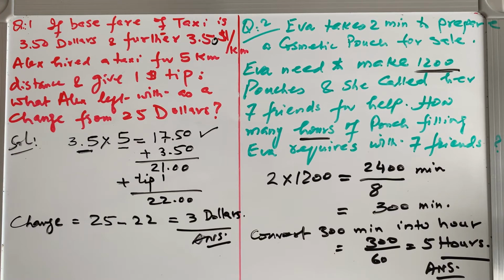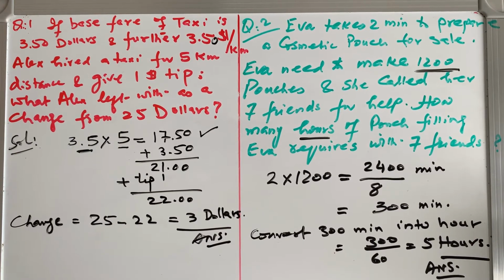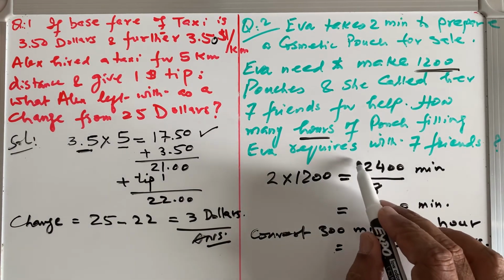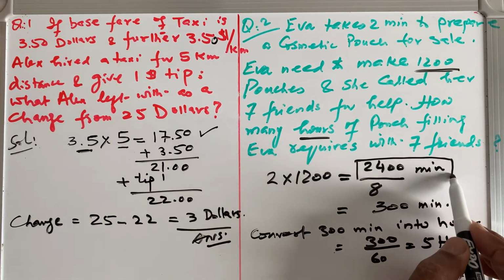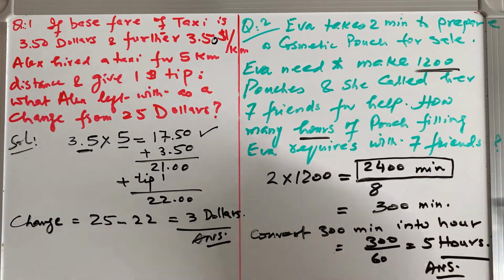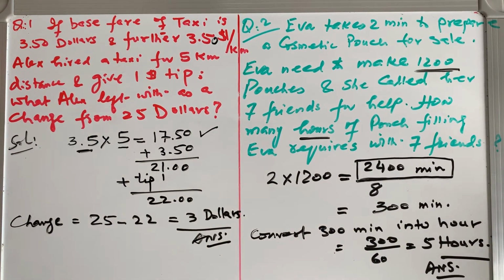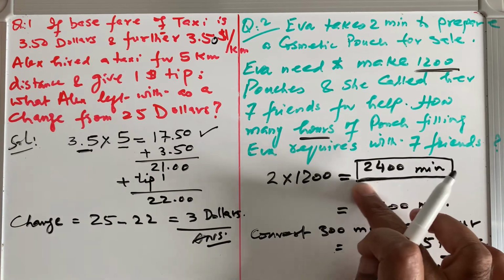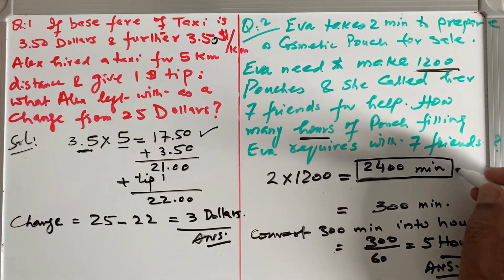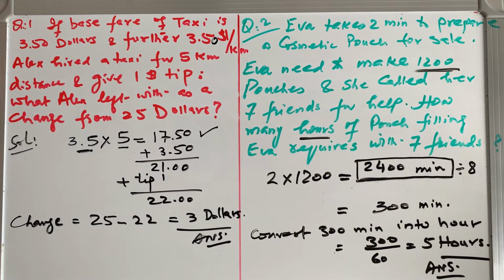Eva takes 2 minutes to prepare a cosmetic pouch for sale. She has to make 1200 pouches. That means the total time she needs to spend is 2400 minutes, right? But now she has called 7 of her friends, so that means now they are 8. So we have to divide it by 8, not by 7, by 8. That gives us 300 minutes to complete the job.